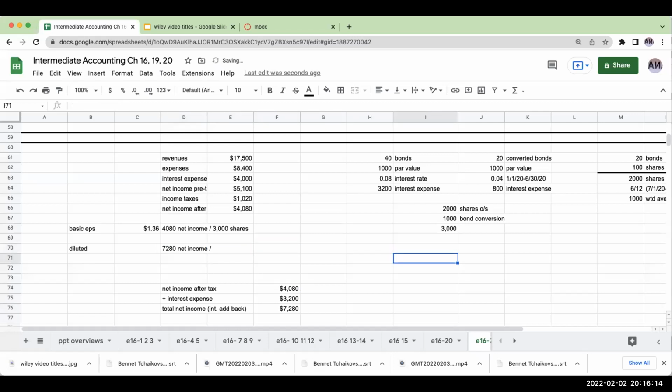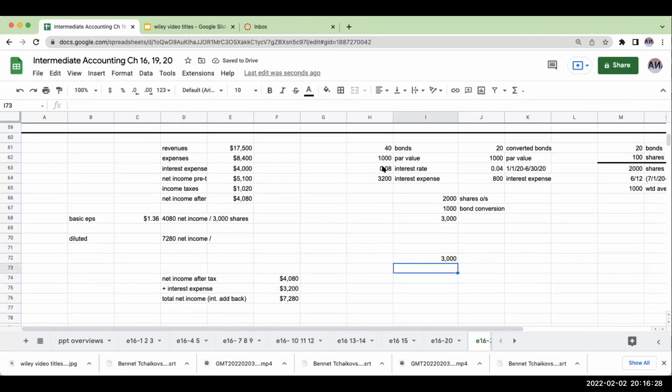Now, in terms of figuring out the number of shares, how many shares would have been issued, right? So we know that we've got the 3,000 shares outstanding. We also know that these 40 bonds would have been 100 shares each, so for a total of 4,000 shares, and we'll call this the unconverted bonds. This is my weighted common shares outstanding.